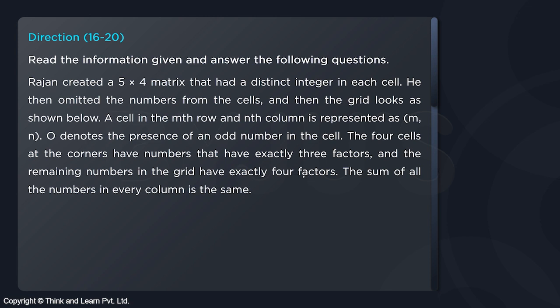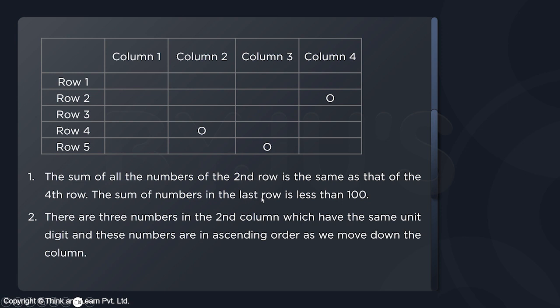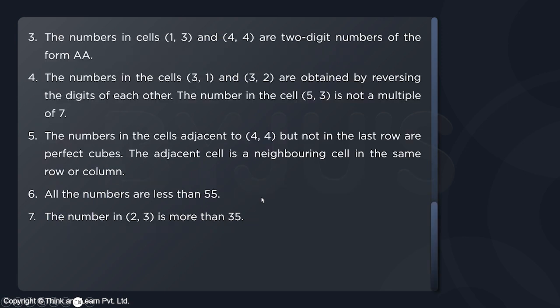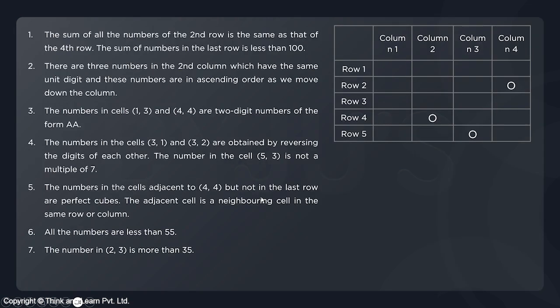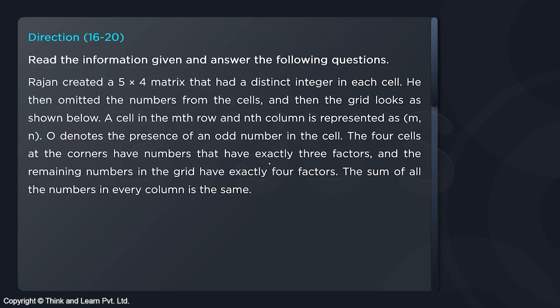O denotes the presence of an odd number in the cell. The four cells at the corners have numbers that have exactly 3 factors, and the remaining numbers in the grid have exactly 4 factors. The sum of all the numbers in every column is the same. So let's have a look at this. This is the table given to us. There is more information. I could not write all the information on one single page. So let's just figure out this information first.